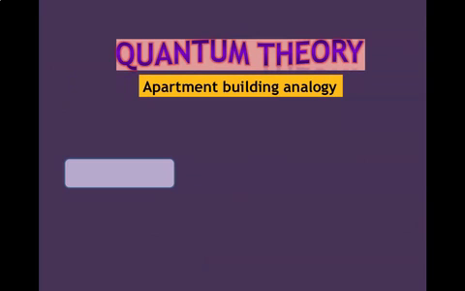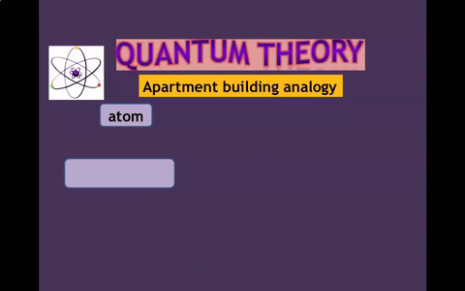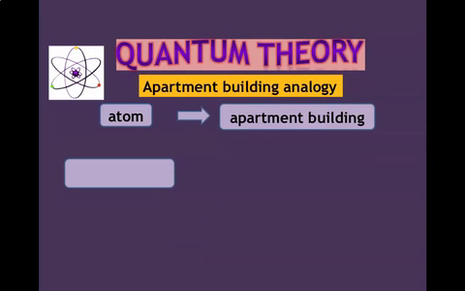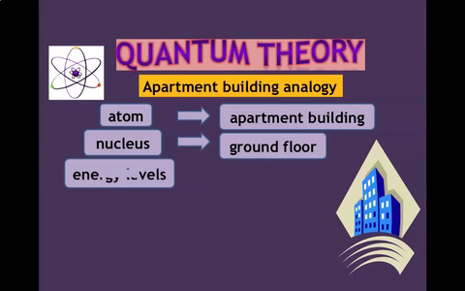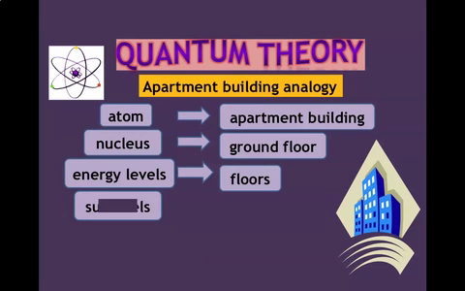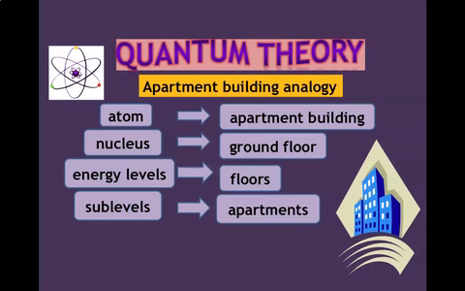We're going to use an analogy of an apartment building. An atom is like the apartment building. The nucleus, which is inside the atom, is just like the ground floor. The energy levels are like the floors above, moving away from the nucleus, just like the floors above move away from the ground floor. The sublevels are like the apartments, so the sublevels are inside the energy levels, just like the apartments are on the floors.